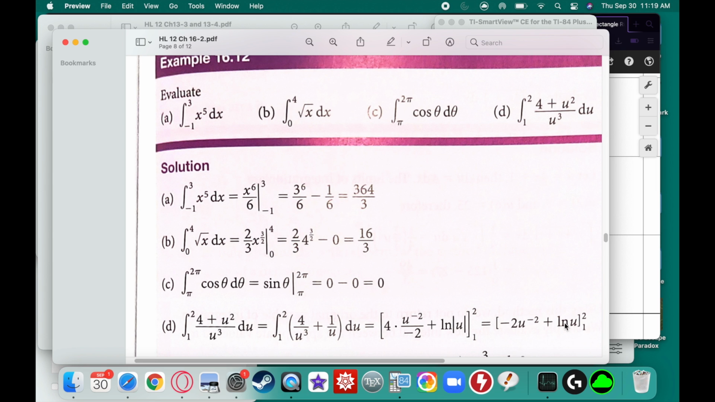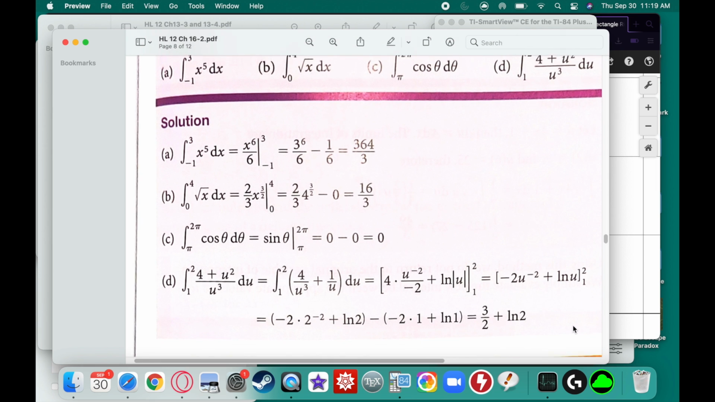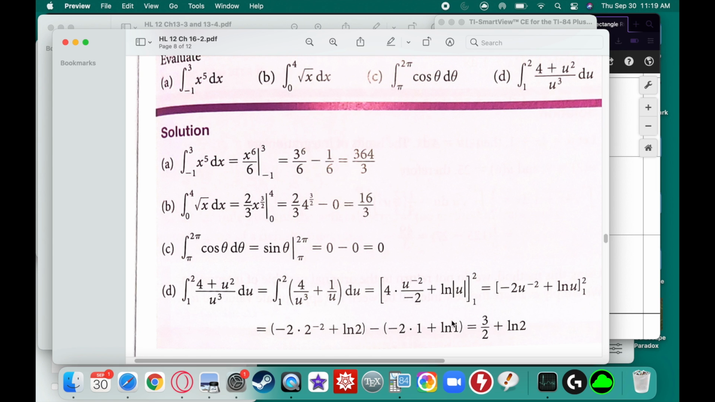Then I have to subtract this quantity evaluated at 1, where it's going to be negative 2 plus the natural log of 1. The natural log of 1 is 0. Okay? So that's basically it. So negative 1/2 minus negative 2 would actually give you 3 over 2. And the natural log of 2.